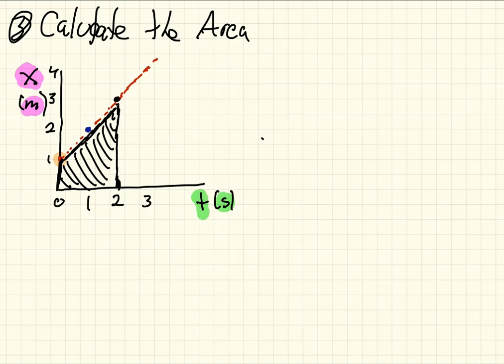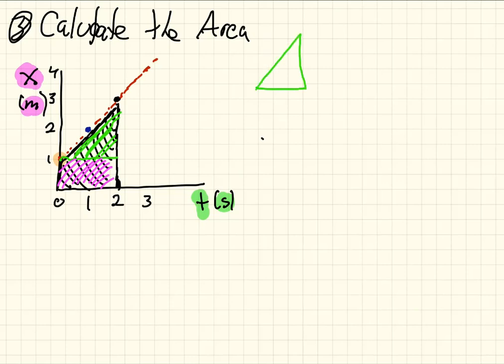Now, I don't know this shape. I don't have some formula that will tell me what the area of this shape is, but I can cut it at this point here, and I can figure out the area of this triangle. I can figure out the area of this rectangle, and then I could add them together. So let's start by looking at the triangle.